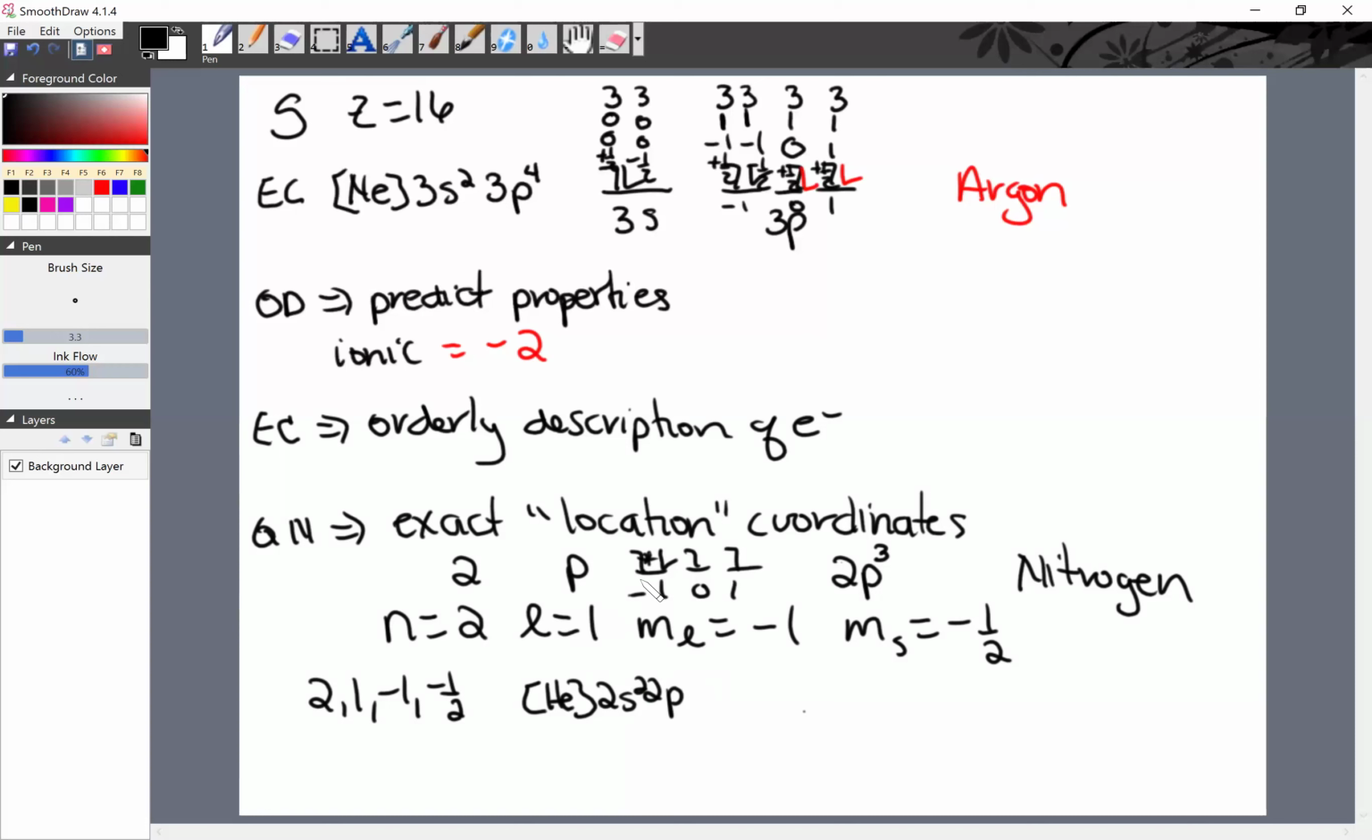Did I count that correctly? 1, 2, 3. Oh, I didn't count it correctly. See, I need somebody here to count for me. That's 4, not 3. So that's 2p4. So I'm not nitrogen, I'm oxygen. All right, so I'm 2s2, 2p4, but I am also, let me see, what am I missing? Oh, and the orbital diagram. Those are all saying the exact same thing. They just have different purposes.